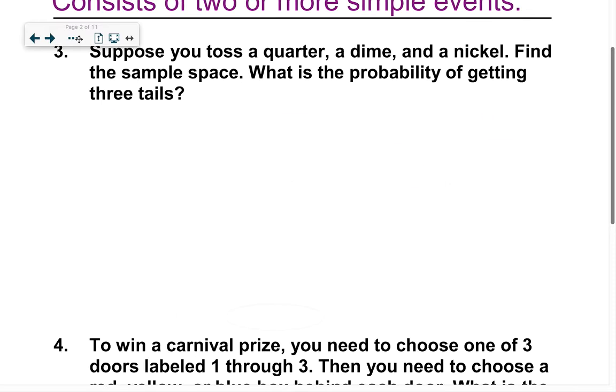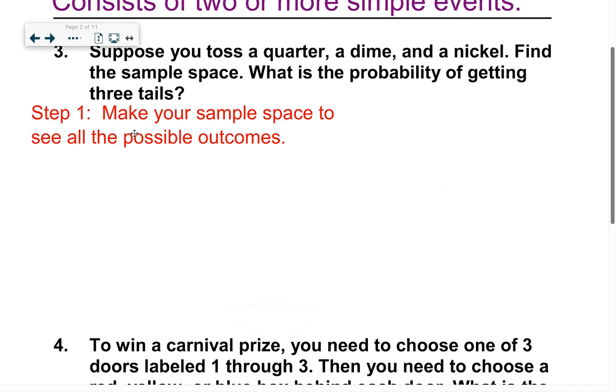which is why it's important that we decide, am I going to use an organized list to figure this out? Am I going to use a table or a tree diagram? I will tell you I made a tree diagram because I find that one to be the easiest to do. So my step 1 for this is find my sample space. I need to figure out what are all the possible outcomes.